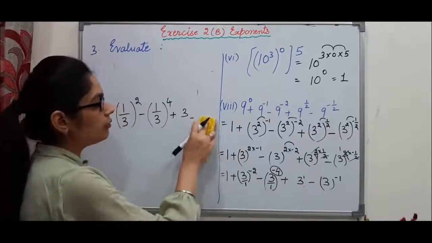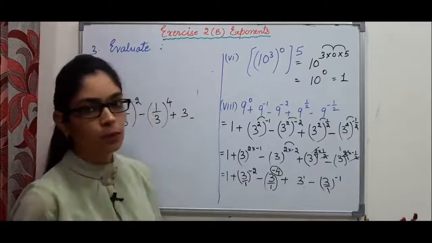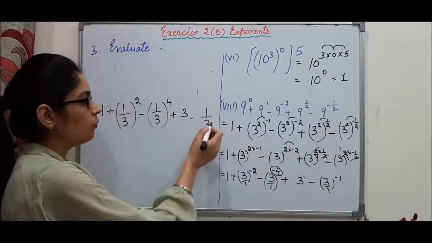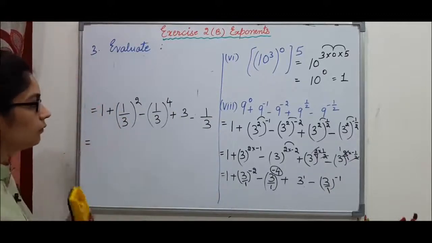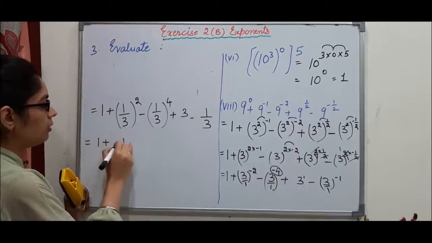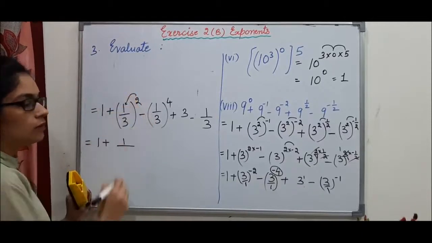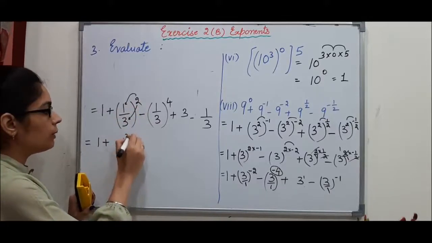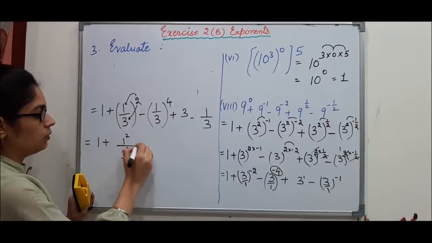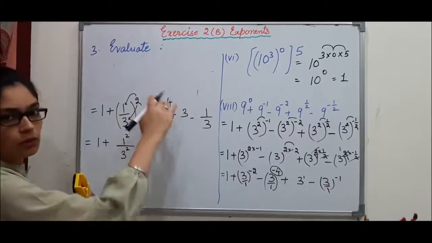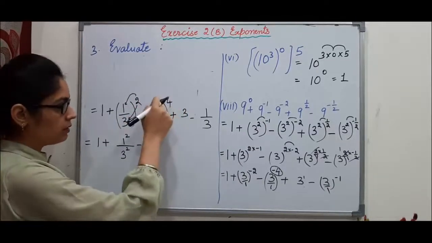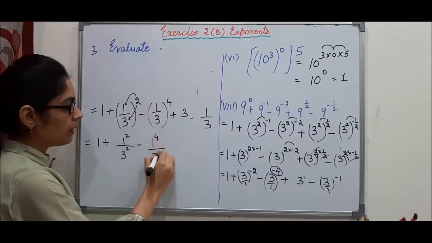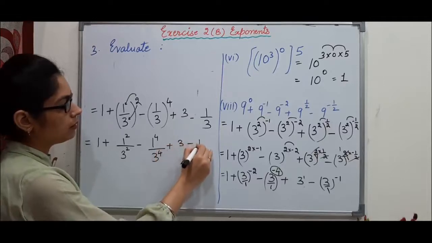Minus 3 to the power minus 1. So power is negative, we can do its reciprocal to make it positive. So the reciprocal of 3 by 1 is 1 by 3, 1 no need to write. So 1 plus 1, this square 2 is with this 1 also and with this 3 also. So separately we can write 1 to the power 2 and 3 to the power 2. Minus, same way we can write, because this whole power 4 is with 1 also and with this 3 also. So 1 to the power 4 by 3 to the power 4, plus 3 minus 1 by 3.